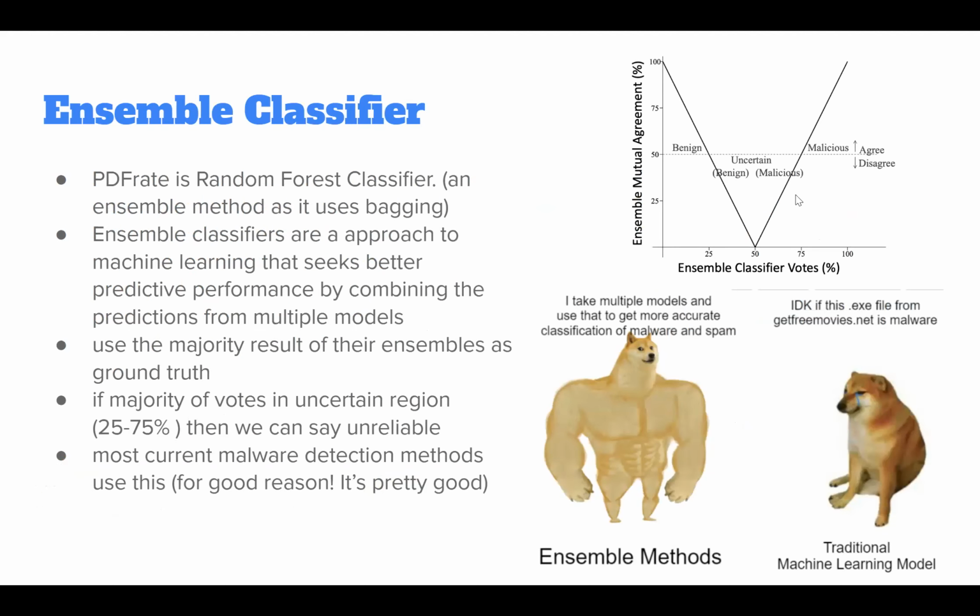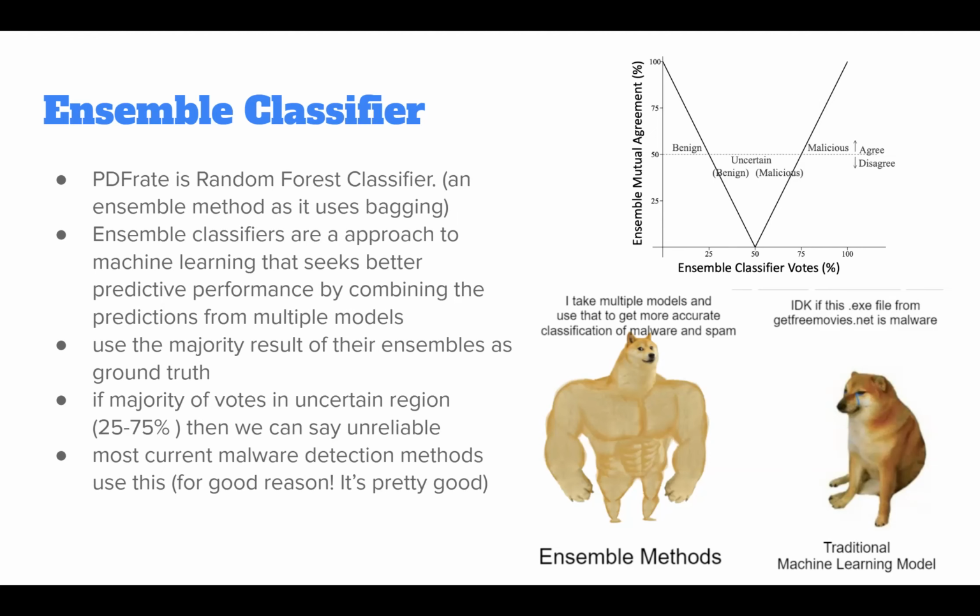In general, both of these systems are ensemble classifiers. For example, PDF-Rate is a random forest classifier and is considered an ensemble method as it uses bagging. Ensemble classifiers are an approach to machine learning that tries to improve performance by combining the results from multiple predictions and using those ensembles as your new value. If the majority of your votes fall in an uncertain region, which is what's dictated by this triangle in this graph, your model is then unreliable, at least for those values. If it falls to the left of that region, it's considered benign, and to the right, it's considered malicious. Most current malware detection methods use ensemble methods, and for good reason, because they work significantly better than traditional machine learning models.